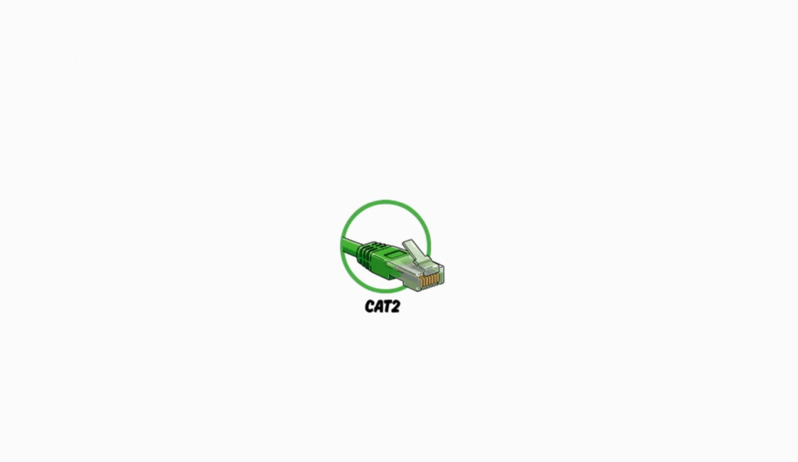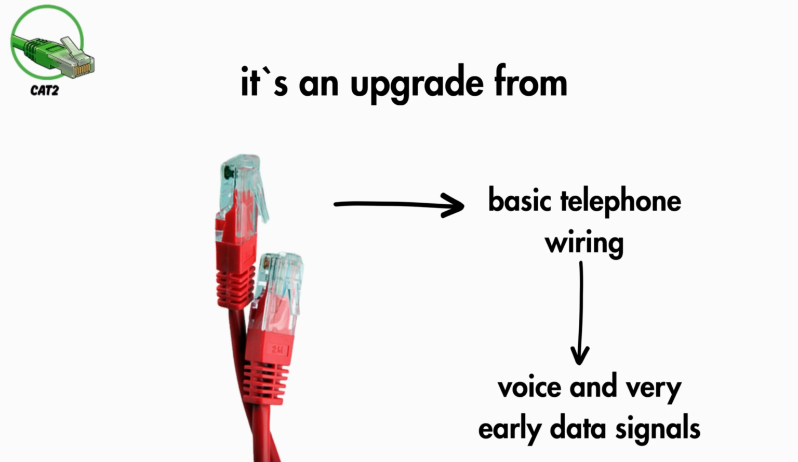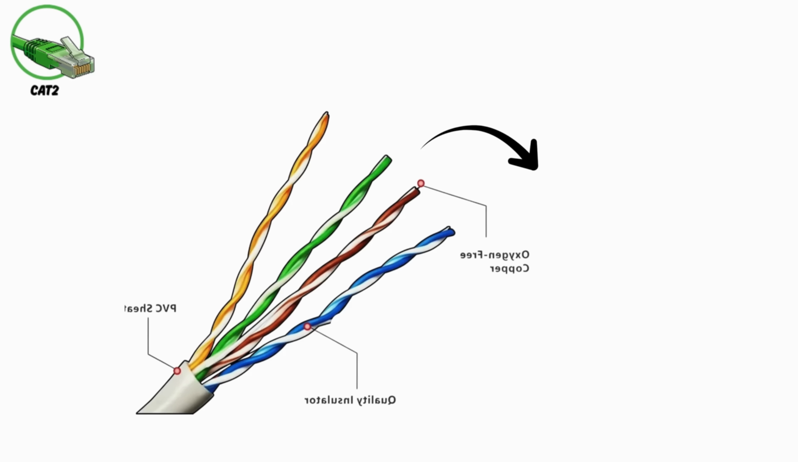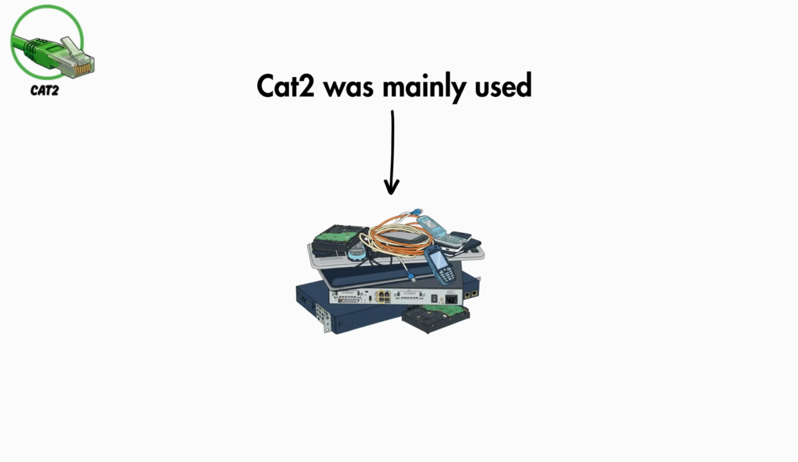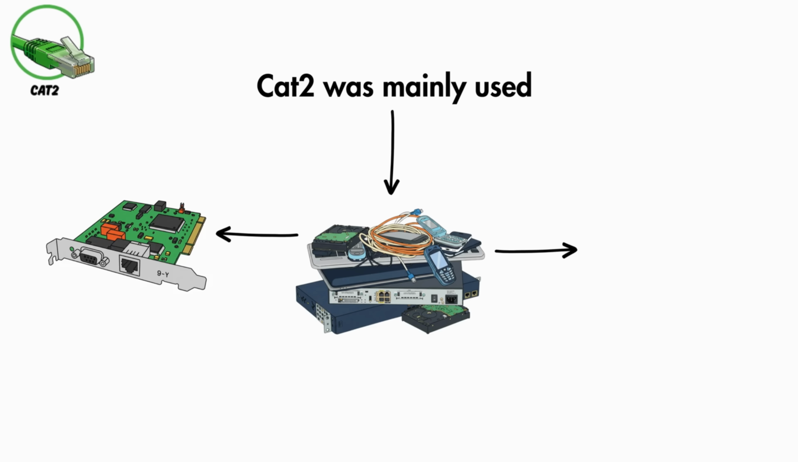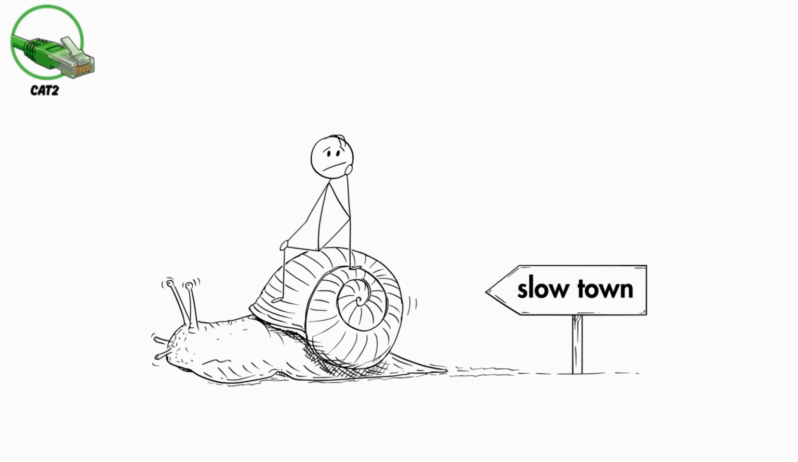Category 2, or Cat 2, was an upgrade from basic telephone wiring and could carry both voice and very early data signals. It usually came with four twisted pairs of copper wires, which helped reduce interference at the time. Cat 2 was mainly used in old networking systems like ARCNET and 4 megabit token ring, and it only supports speeds up to about 4 megabits at 4 megahertz, far too slow for modern internet.